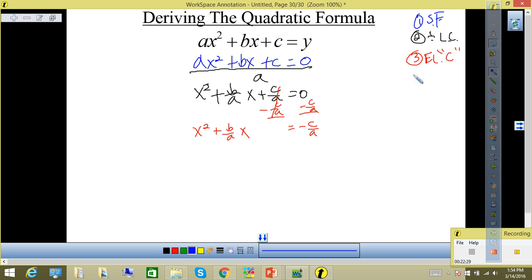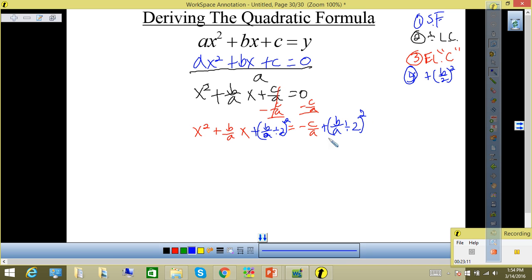Step 4, Russell. Alright, so you're going to do parentheses, b over a divided by 2, b over a divided by 2 squared. Add b over a divided by 2 squared, because that step is add b over 2 squared, right?